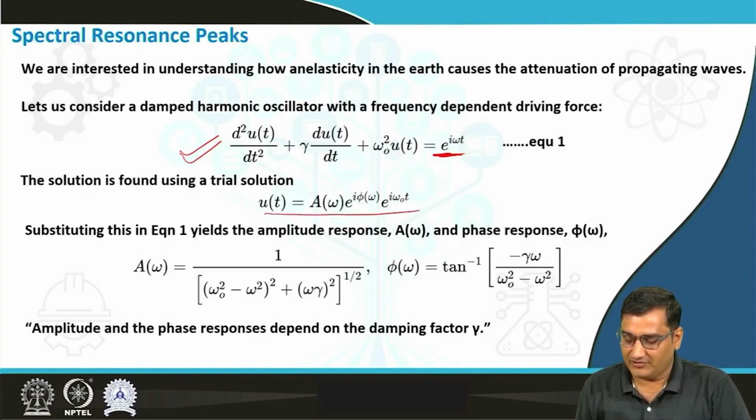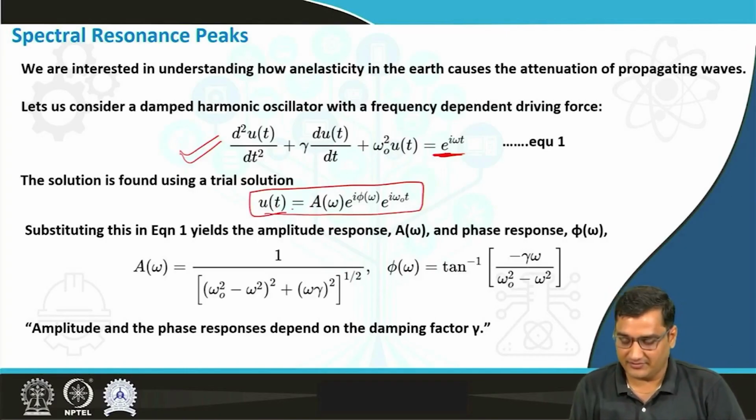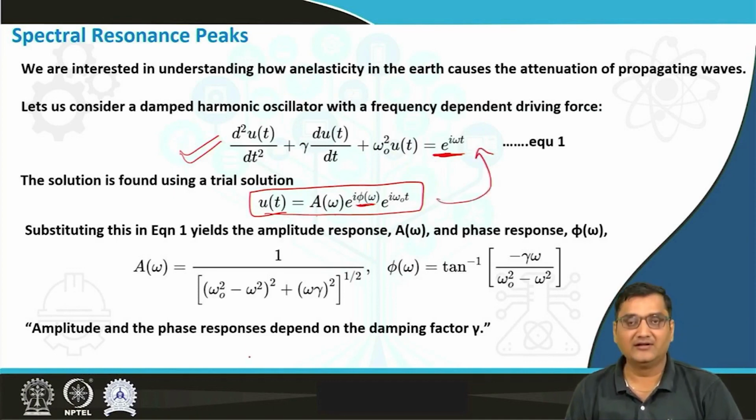And the solution is found using a trial solution. That means the solution for this differential equation can be given as u as a function of t is equal to A as a function of frequency e to the power iota phi omega, which is basically the phase term, into e to the power iota omega t. And when we substitute this into equation 1, then we can yield the amplitude response, that is amplitude as a function of frequency, and also the phase response, that is phi omega.